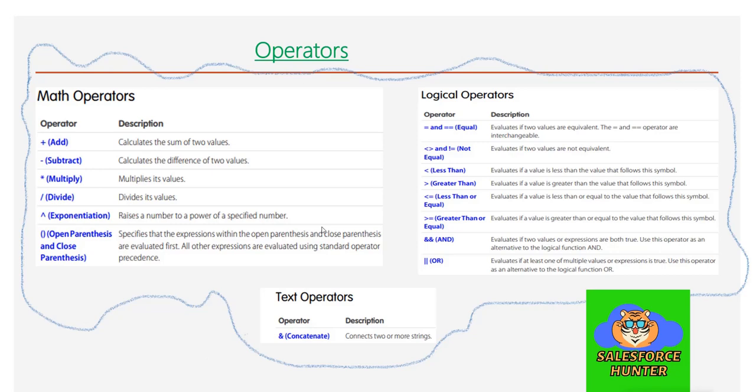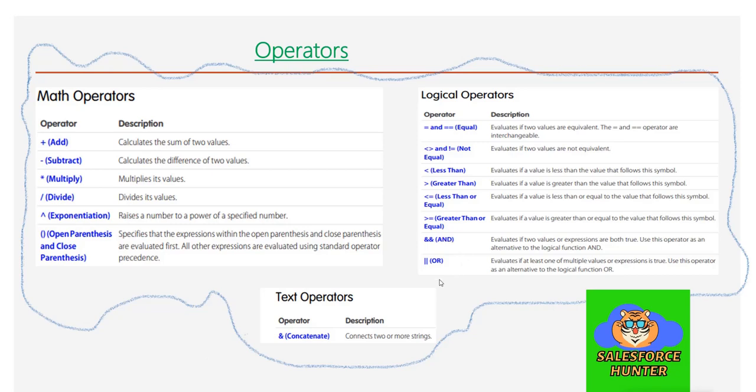And now we come to the logical operators. First is the equal operator. There are two types of equal, single equal and double equal, and both of them mean the same. Basically, it is to show whether this is equal to this or not. And not equal to has two symbols, as you can see on your screen here. It evaluates if two values are not equivalent. Then less than, greater than, less than or equal to, greater than or equal to, and AND, OR. If you don't know AND and OR, they evaluate to either true or false.